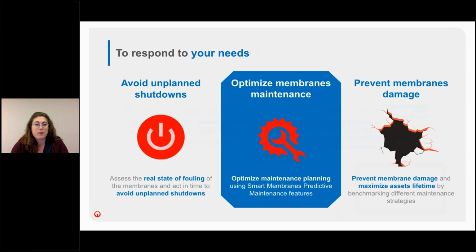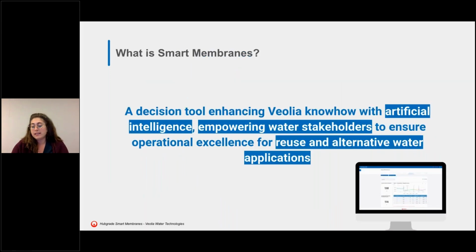So what is smart membranes? Smart membranes is a decision tool that combines artificial intelligence with our expertise in reverse osmosis to provide operators with recommendations on how to optimize the maintenance of their assets and ensure system health and maximum uptime.